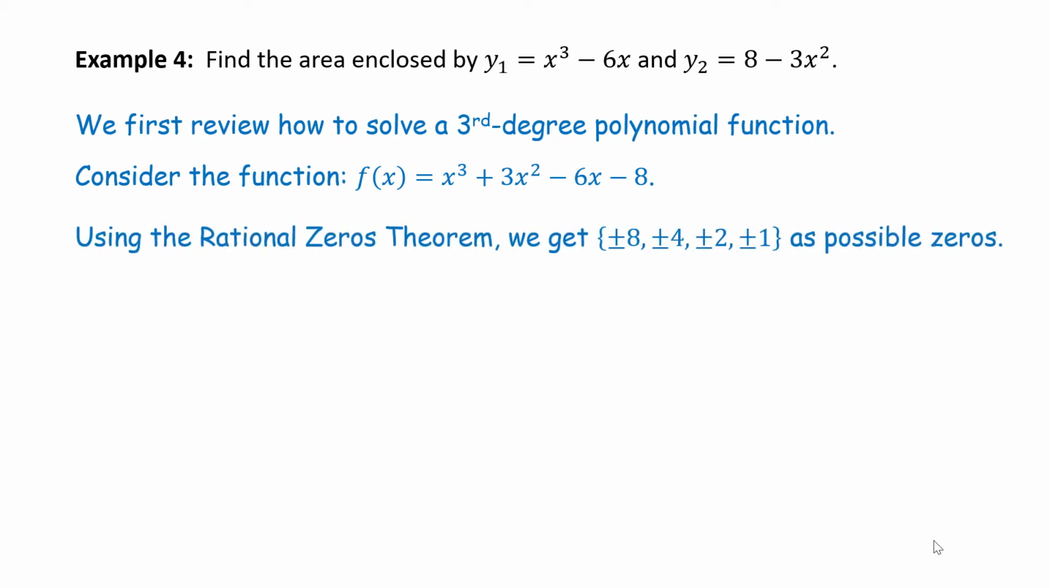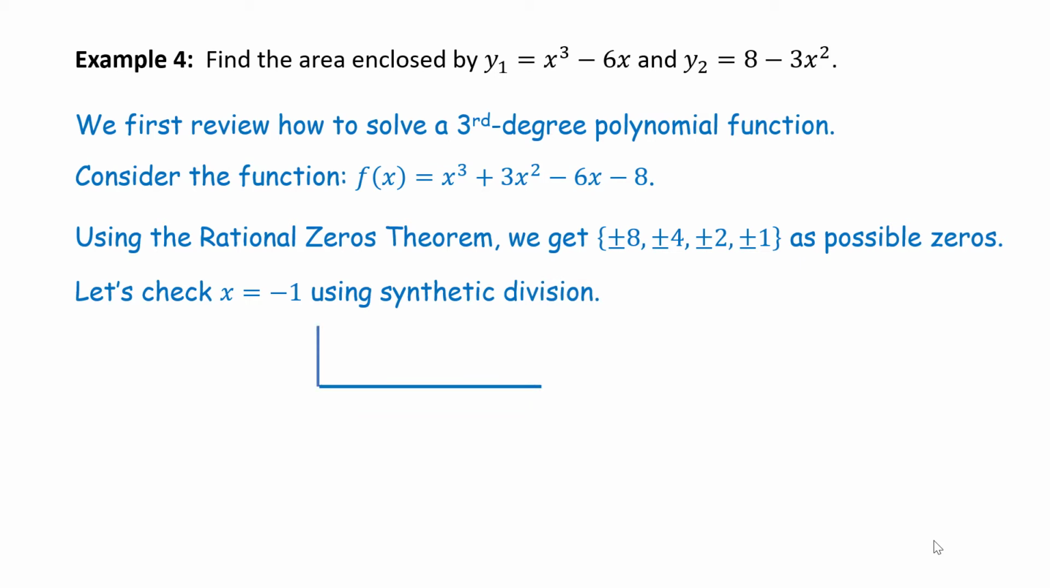They are plus or minus 8, plus or minus 4, plus or minus 2, plus or minus 1. Let's just pick one of these and check using synthetic division. I'll try with x equals negative 1. To do synthetic division, I set it up so that the negative 1 is to the left of the synthetic division bar, and then we list the coefficients only of the polynomial.